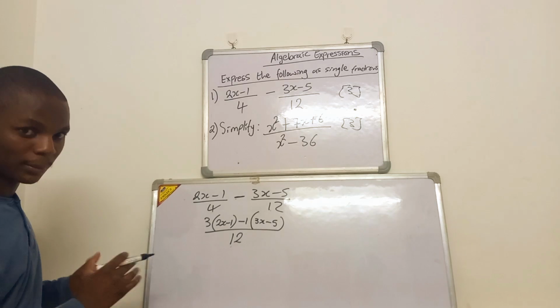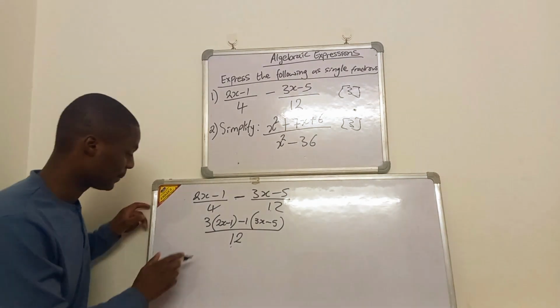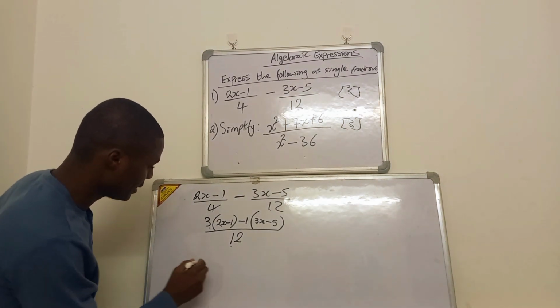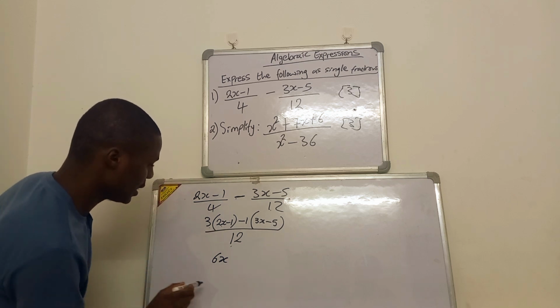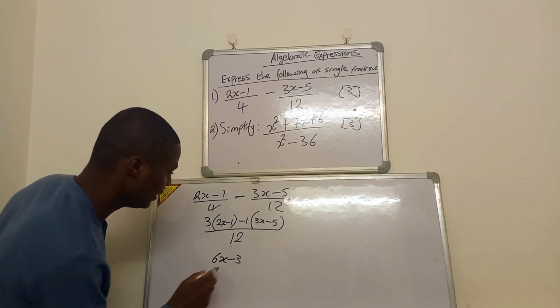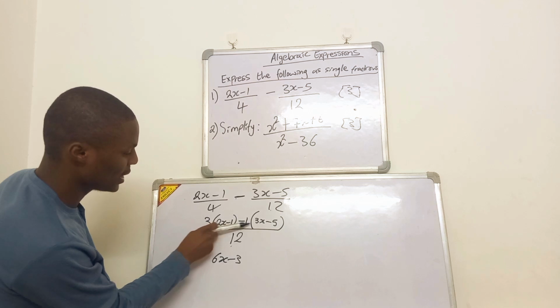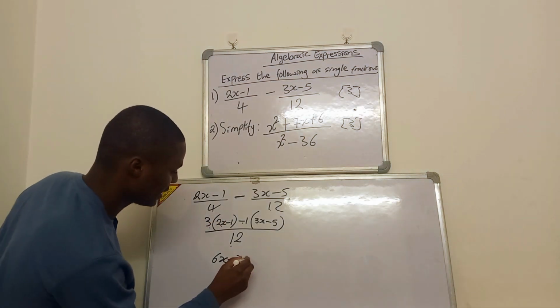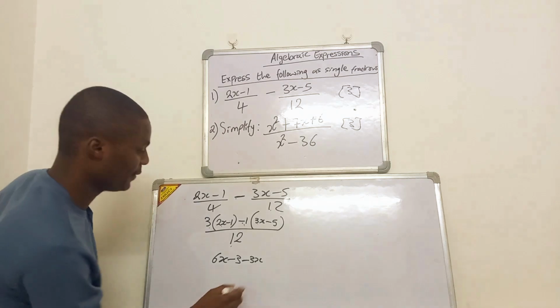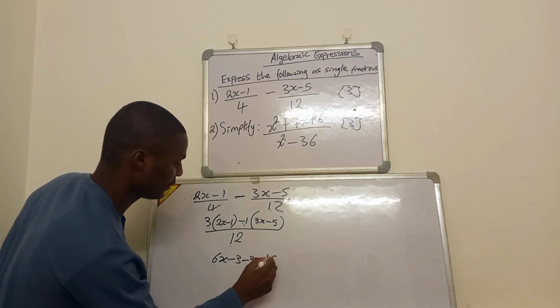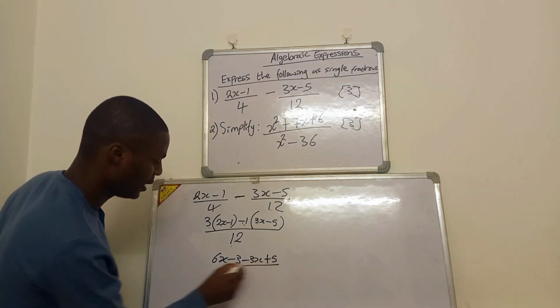Now you just have to remove the brackets. You multiply 3 times 2x, that's 6x. 3 times minus 1, that's minus 3. Minus 1 times 3x, minus 3x. Minus 1 times minus 5, that's a plus 5 over 12.